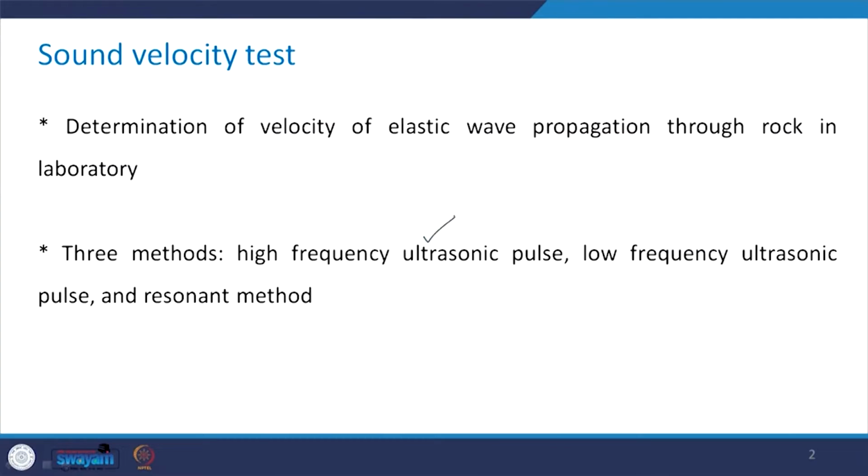The basic philosophy of this test is that a wave is propagated through the specimen of rock and the velocity of elastic wave propagation through the rock is determined in the lab. There are three methods to conduct this sound velocity test: the high frequency ultrasonic pulse test, the low frequency ultrasonic pulse test, and the resonant method.